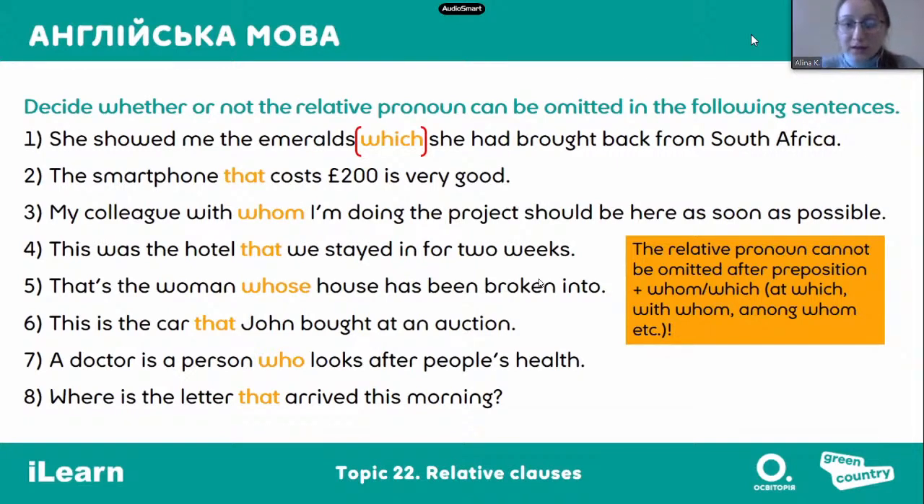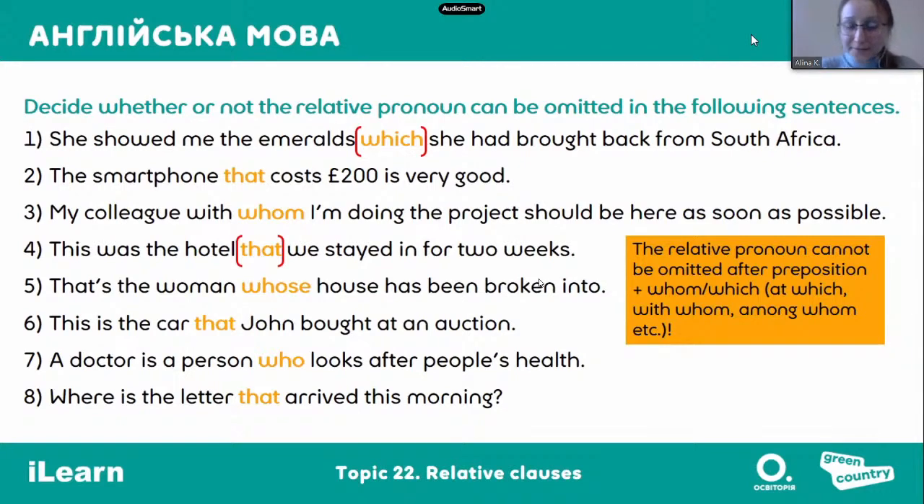This was the hotel that we stayed in for 2 weeks. What do you think about number 4? This was the hotel that we stayed in for 2 weeks. Yes, we can omit it. Why? Because it is the object, yes? Тому що після нього йде, у нас знову йде займенник we stayed, да? Тобто ми можемо запросто, бо це в даному випадку додаток.